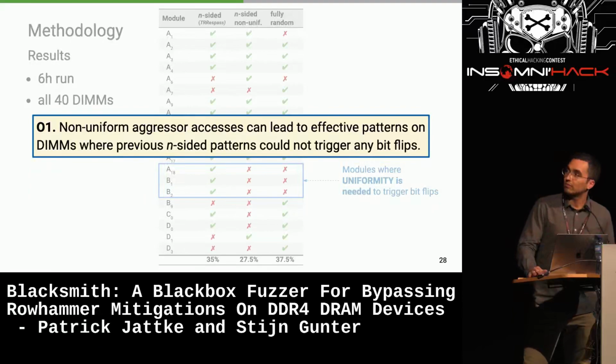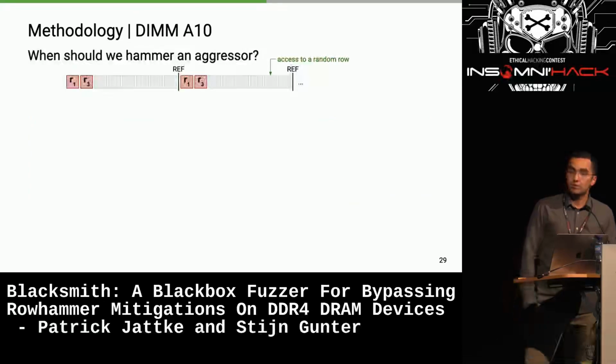So we designed some more experiments to figure out what is very important to effectively bypass the mitigations. And in the first experiment, we asked ourselves, when should we hammer an aggressor? Here you can see a pattern with 2 rows, and here some other random rows.